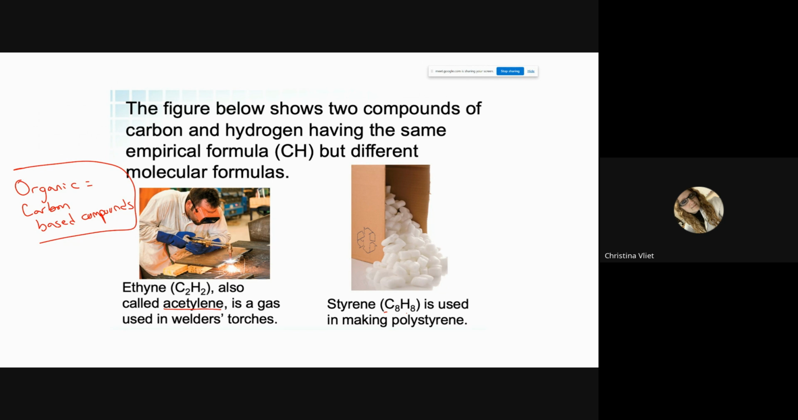Whereas if I have styrene, this is polystyrene. Styrene is used in making polystyrene, and these are what we use for packing pellets, if you've ever seen packing pellets in packaging. And we also use it in little foam cups. If you've ever had coffee in a little foam cup, that's polystyrene, CHH is its molecular formula, which CH would be its empirical formula. Now, how good is this for the environment? Terrible for the environment. Anybody want to take a gander at why?